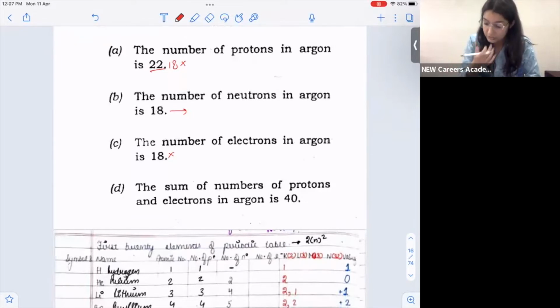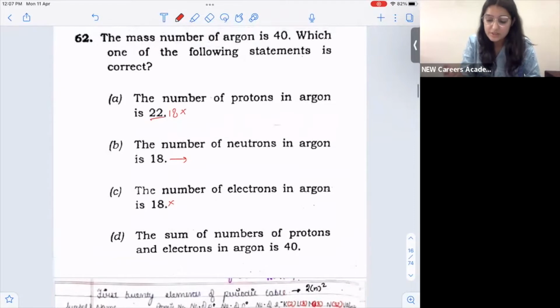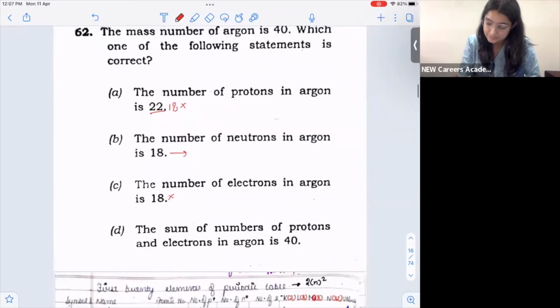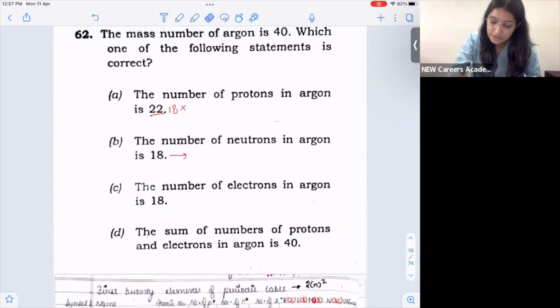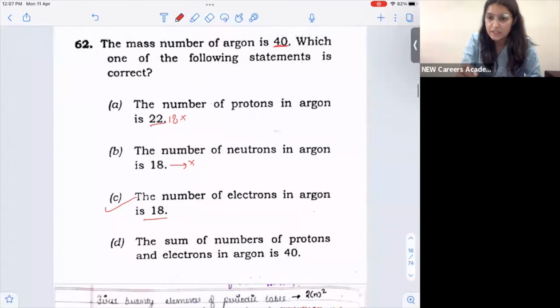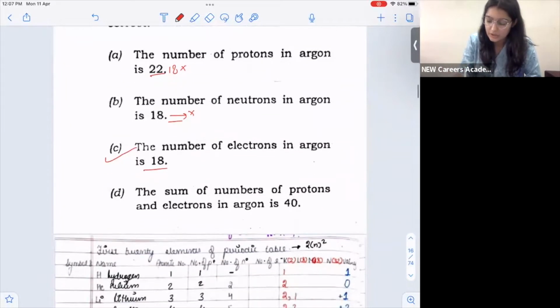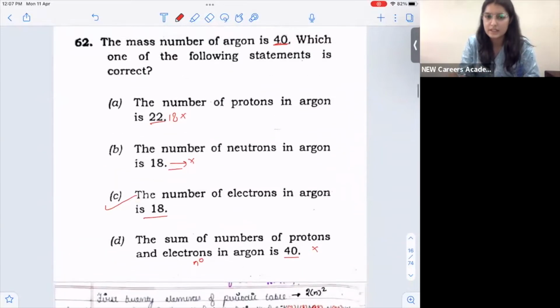The sum of the number of protons and electrons in argon is 40. Yes, mass number is, sorry. Okay, I'm saying correct is asked. Right. So correct is option C. The number of electrons is 18. This statement is incorrect since its mass number is 40. 40 mass number means neutrons plus protons. So protons are 18, the rest 22 are neutrons, so this is also incorrect. And the sum of protons and neutrons is 40. Okay, mass number is 40. Option C is the correct answer.